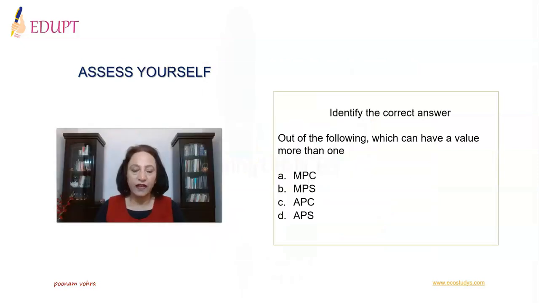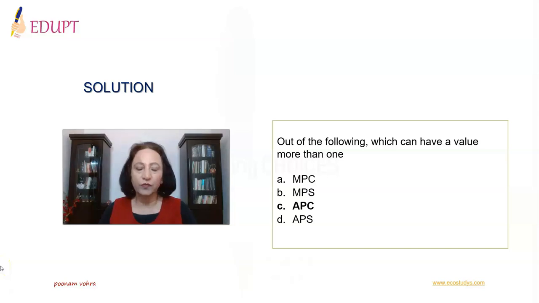Identify the correct answer. Out of the following, which can have a value more than 1? A. Marginal propensity to consume. B. Marginal propensity to save. C. Average propensity to consume. Or D. Average propensity to save. The correct answer is option C. It is average propensity to consume that can have value more than 1.